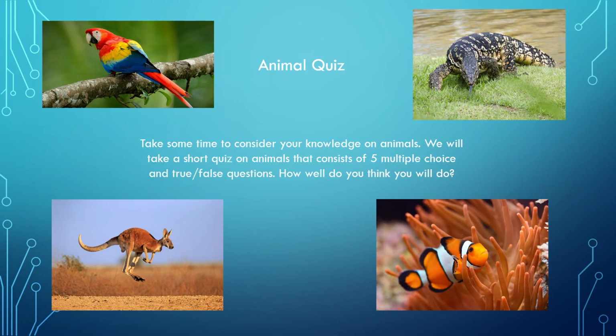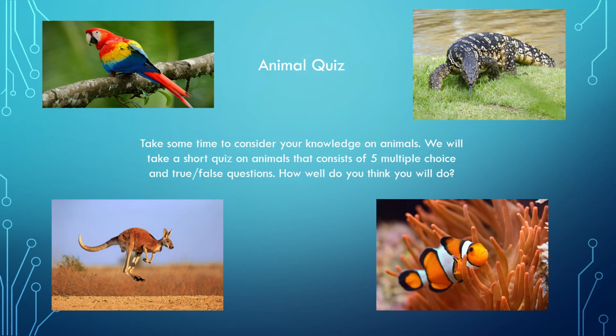So now I'm going to demonstrate what this might look like in your classroom. I want you to take some time to reflect on your knowledge of animals. We're going to take a short quiz. Let's pretend like this is a pre-test going into a unit all about the animal kingdom. And we're going to be studying the different classes of animals and the characteristics that make up the animals. You should have a score in mind.